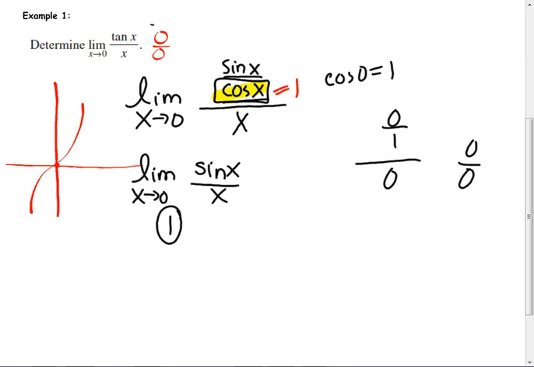Because the only issue is 0. You can do a number divided by a number. You can do 0 divided by a number. That's no big deal. You do a number divided by 0, we'll deal with that next week. And then if it's 0 over 0, I can evaluate anything that's not 0.